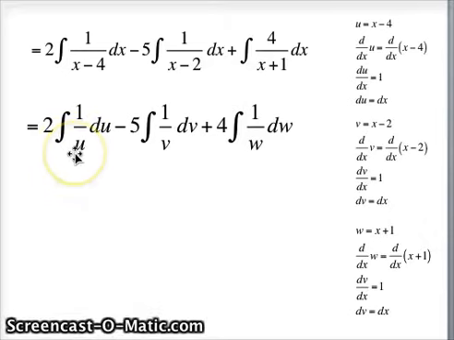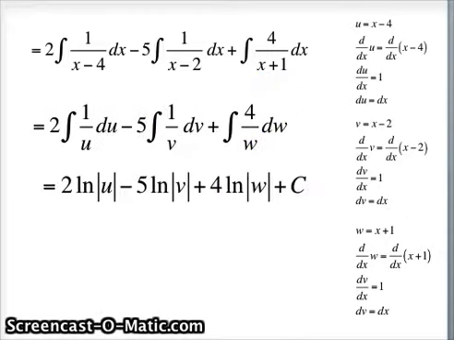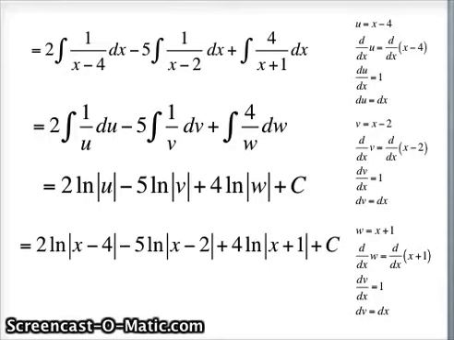Integral of 1 over u is natural log absolute value of u. Integral of 1 over v, natural log absolute value of v. Integral of 1 over w, natural log absolute value of w. And then to finish the problem, just replace u with x minus 4, v with x minus 2, w with x plus 1. And there's our final solution, and that will conclude this example.